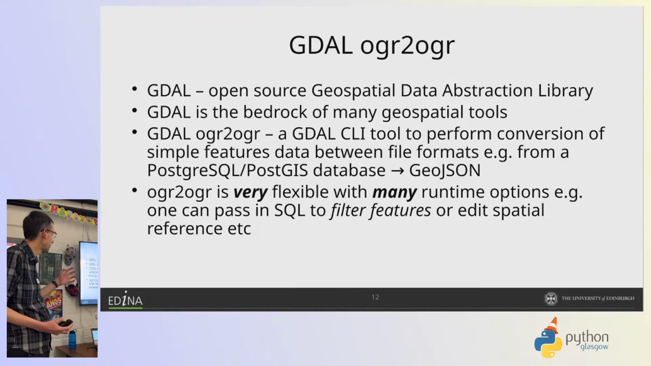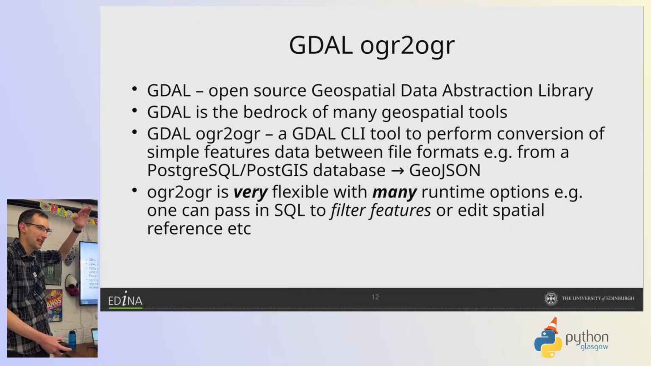And as part of the GDAL package, they provide a command line program called OGR to OGR, which is great because you can connect to a Postgres database and then output types of your postcode records or your boundary records in different types of geospatial data format. The command line tool is quite scary in terms of the help page. It's got hundreds of arguments and different ways of using it. It's extremely flexible.